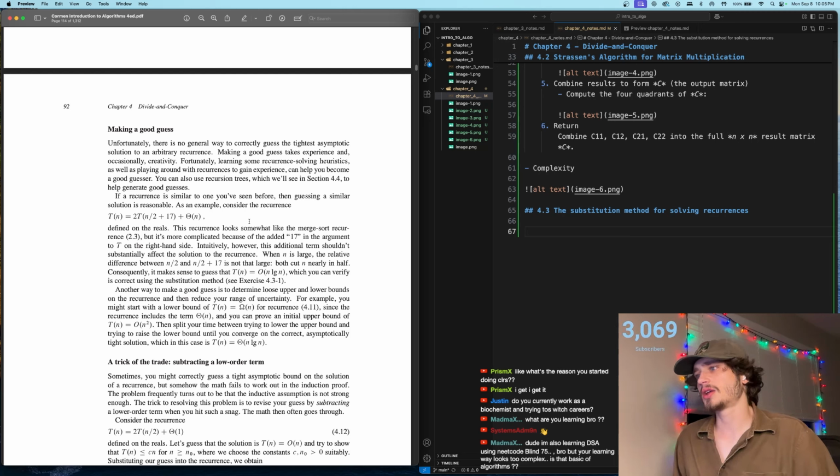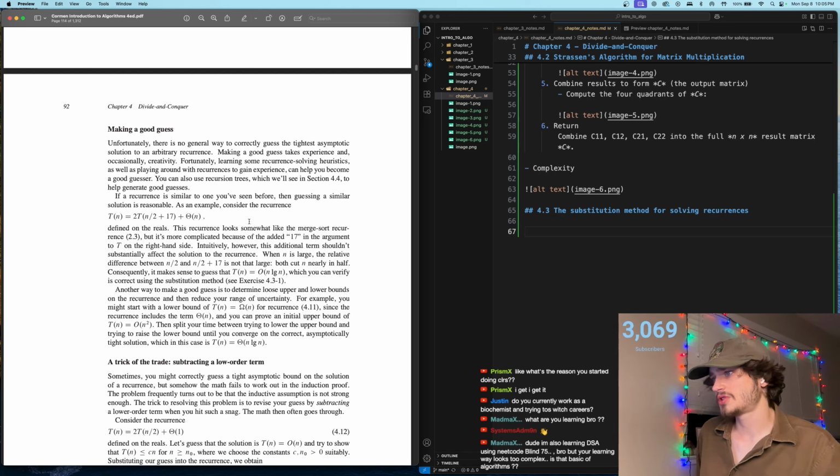Another way to make a good guess is to determine loose upper and lower bounds on the recurrence, then reduce your range of uncertainty. For example, you might start with a lower bound of T of n equals big omega of n for recurrence 4.11. Since the recurrence includes the term theta of n, you can prove an initial upper bound of O of n squared, then split your time between trying to lower the upper bound and trying to raise the lower bound until you converge on the correct asymptotically tight solution, which in this case is T of n equals theta of n log n.